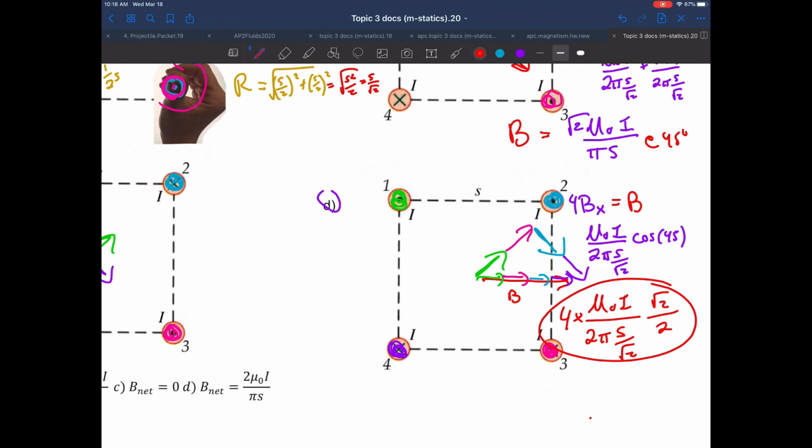So simplifying all of this is going to get our B total, our B resultant, and these root 2's are going to flip up to the top. And then these just become the number 2, and this whole thing becomes 1. Then you have 4 divided by 2, which just becomes 2. So 2 mu naught I over pi S. And it's 0 degrees, it's in the x-axis only. Awesome job.